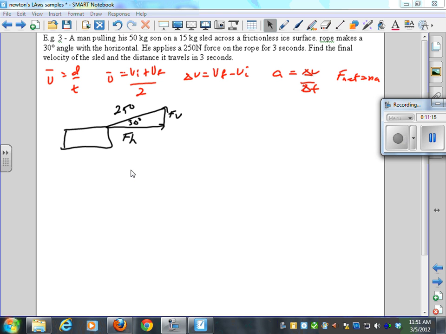We're talking about 250 newtons being applied to the sled. We have to find the horizontal component and the vertical component. How do I find that in a triangle, Devin? In a triangle that has a hypotenuse of 250 and an angle of 30 degrees, how do I find the horizontal component? How do I find that bit right there?